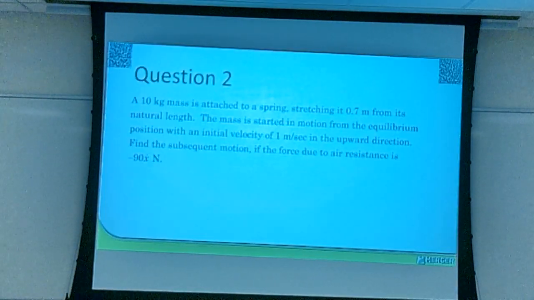A ten kilogram mass is attached to a spring and stretches it 0.7 meters from its natural length. The mass is started in motion from the equilibrium position with an initial velocity of 1 meter per second in the upwards direction. Find the subsequent motion if the resistance is negative 90 x dot.